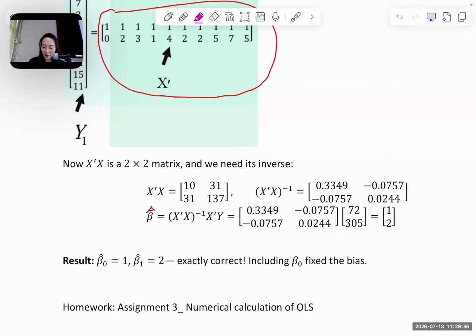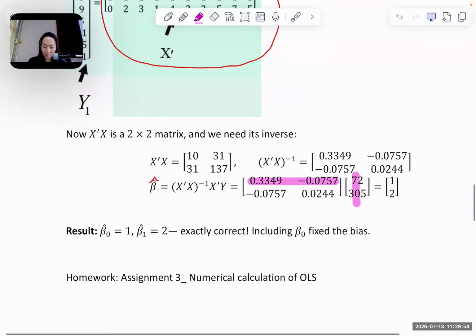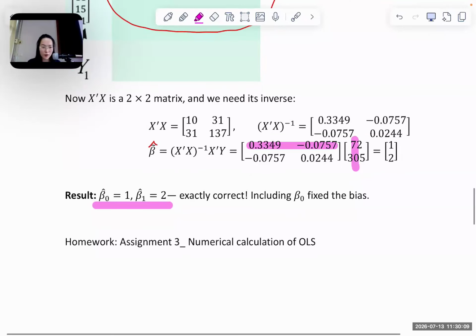So here, how you get 1? You use the first row, and times the column, right? Okay. I hope I can remind you about the linear algebra. And then our estimate, okay? Beta 0 hat equal 1, beta 1 hat equal 2. Exactly correct. That means including beta 0 fixed the bias. Of course, you're gonna have the homework, all right?